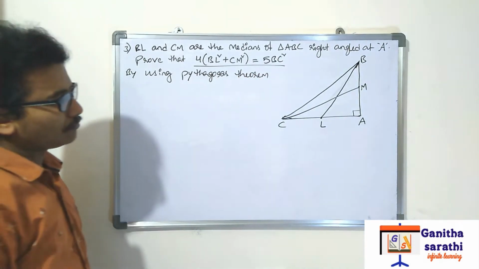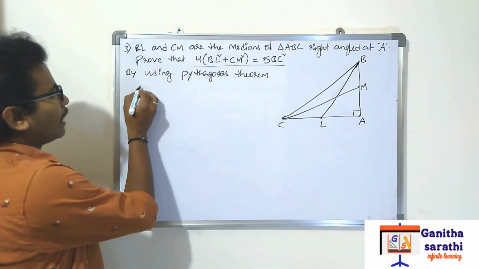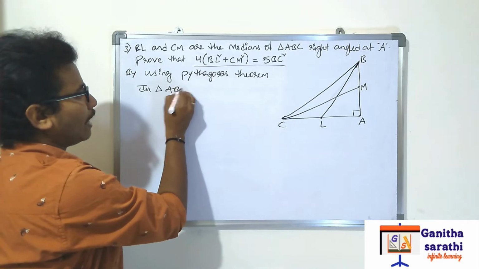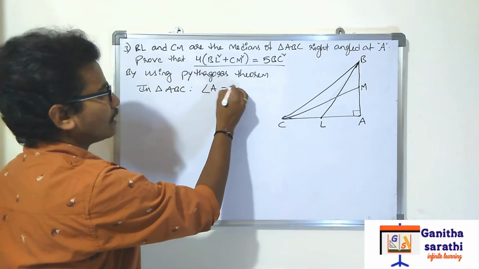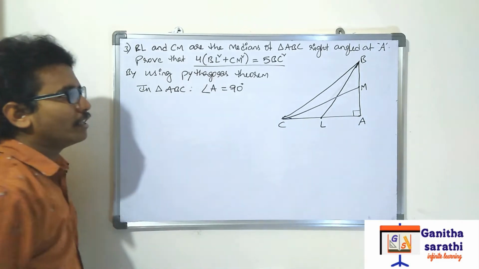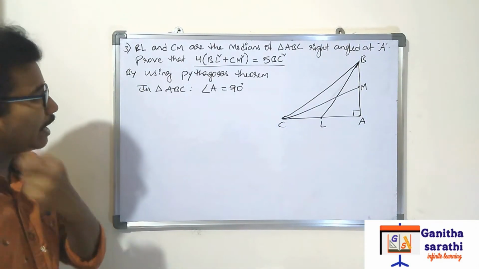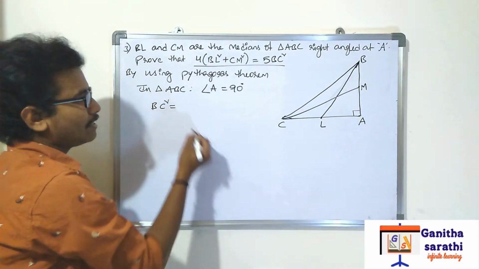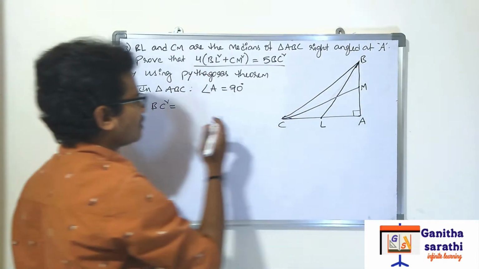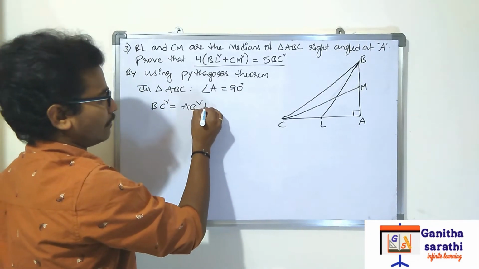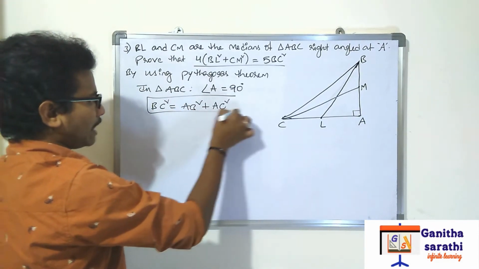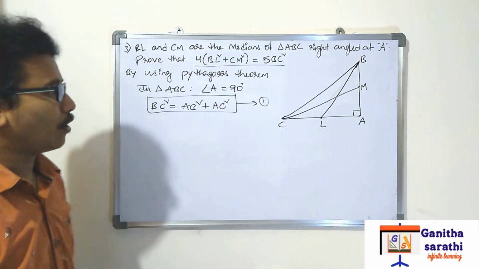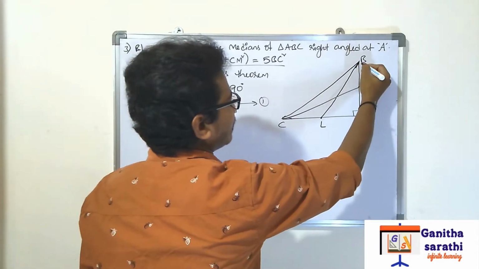See here, first take the total triangle. In triangle ABC, angle A is equal to 90 degrees, right? Now, what will be the hypotenuse? Hypotenuse will be BC, right? BC square is equal to AB square plus AC square. Take it as equation number 1. We will use this equation at the last. Now I am taking this triangle. What is the triangle?